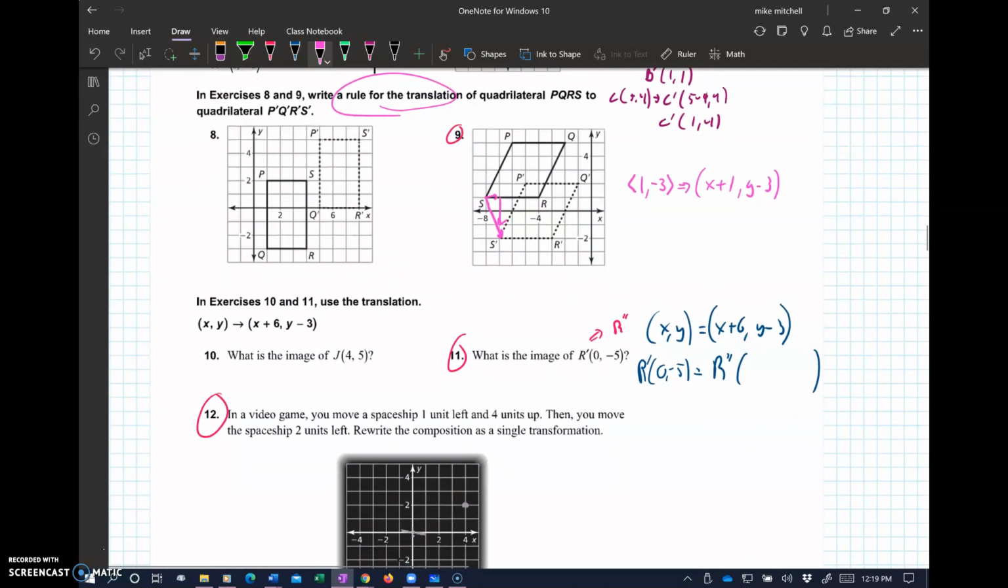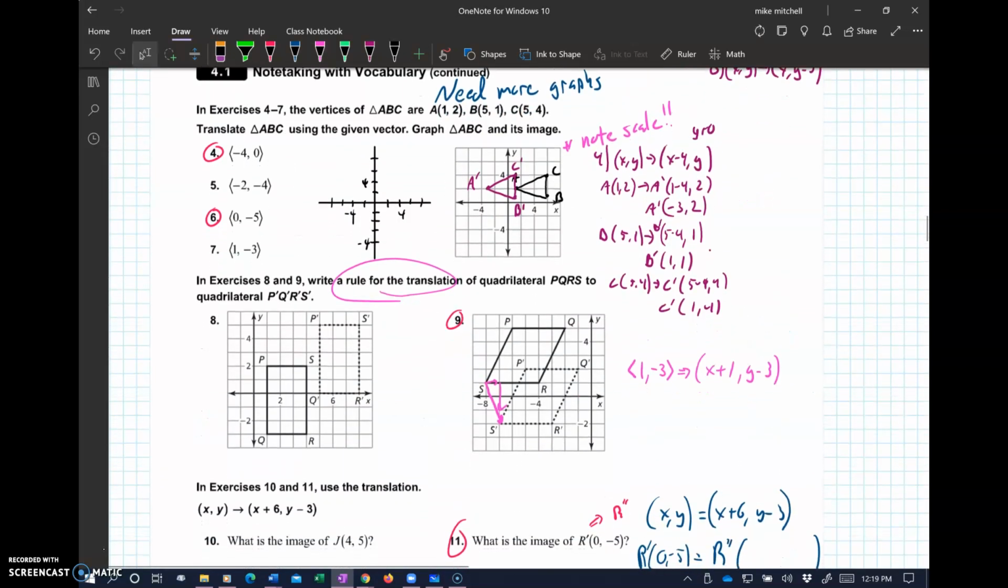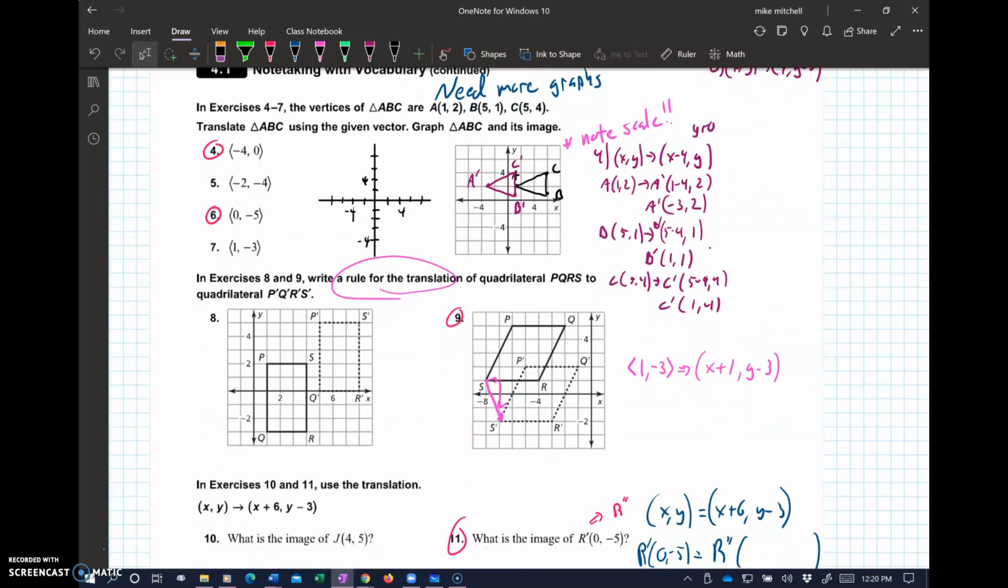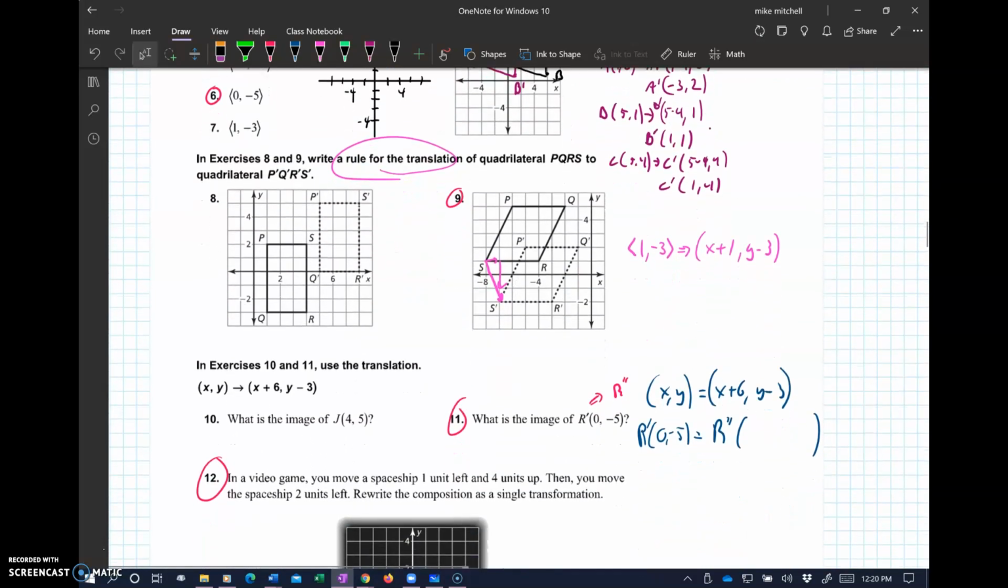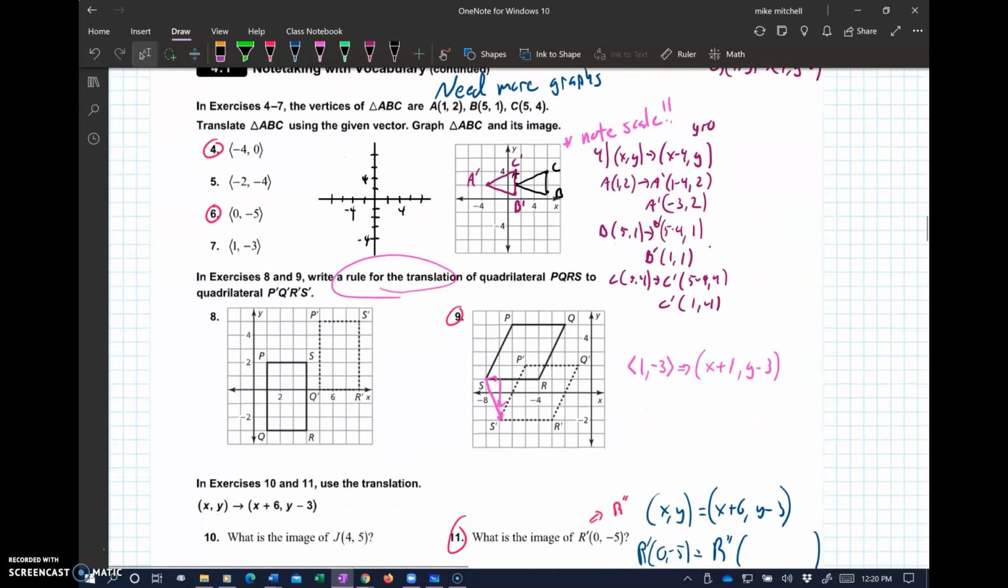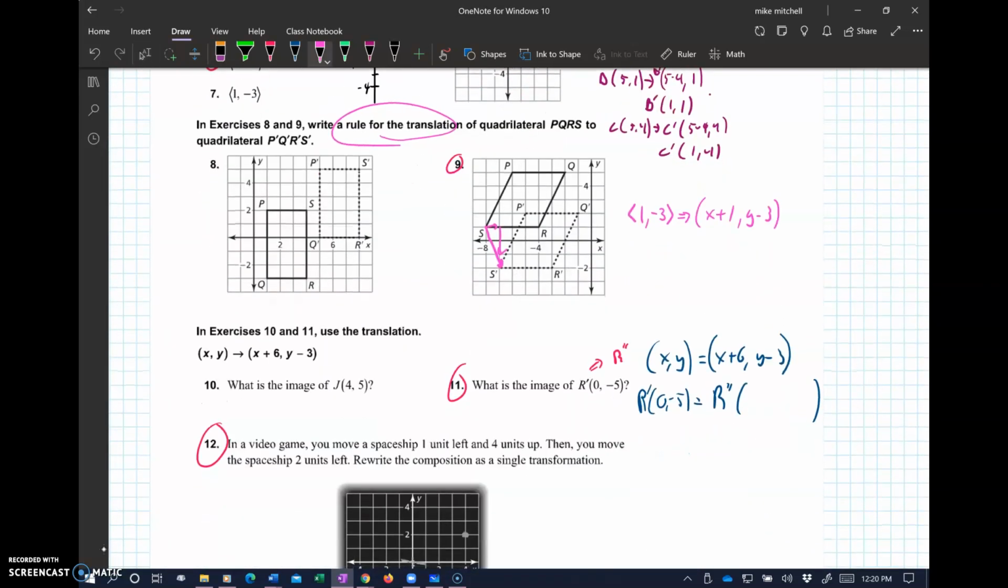Okay, these ones are just kind of like we did up here, except you're just doing less of it. You can see I've got it written up. 0, -5 goes into, well, here's our rule that I used. I just recopied it over here. So that means I'm going to have 0 plus 6, -5 minus 3. So my R double prime, because it's the image of an image, is going to be 6, -8.